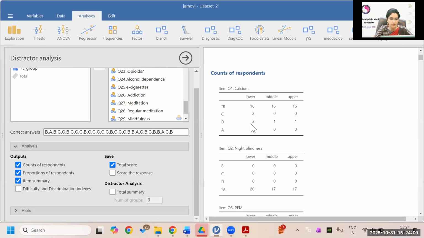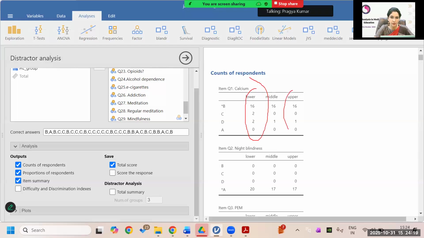So if you see the counts of respondent, what does this table say? This is regarding the lower 27%, the upper 27% and the middle. And why is it so? Because here the number of groups I have taken is 3. By default, Jamovi gives 3. If you wish to make it 4 or 2, it is up to you. But it is said that to have a better discrimination index, you should have 3 groups. And by default, Jamovi takes the upper 27%, lower 27%, and middle 46%.